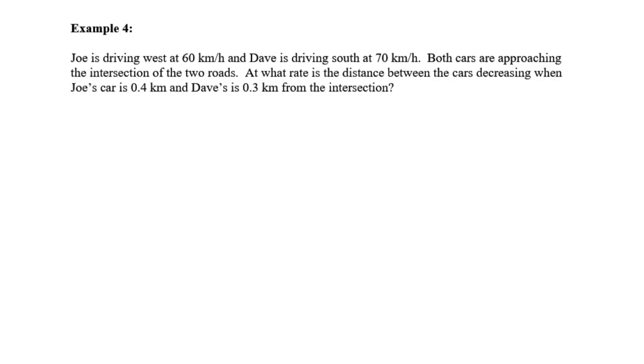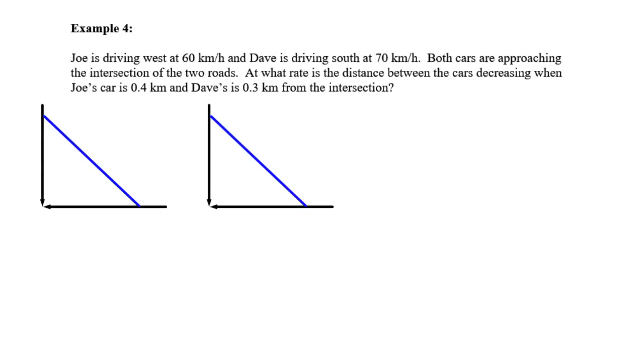In example 4, we have another example where the Pythagorean theorem can be applied to a related rates problem. Joe is driving west at 60 kilometers per hour and Dave is driving south at 70 kilometers per hour. So let's start with a diagram of that. Here I've got the diagram set up twice because I know I'm going to need both diagrams.